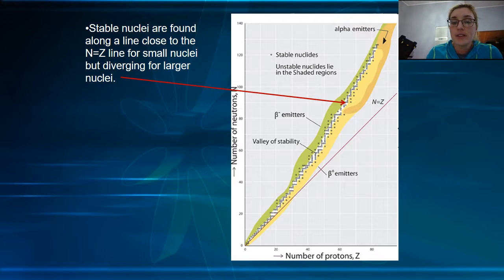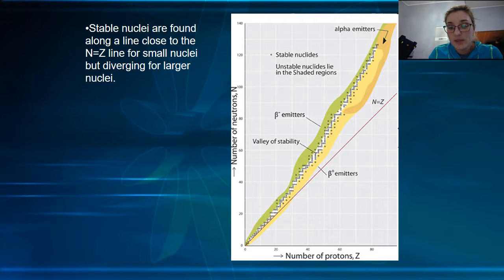Alright, so over here we have what is called an N versus Z graph, with N standing for the number of neutrons and Z being the number of protons, or the atomic number, of the particular atom that we're talking about. As you can see, as we go further to the right, our number of protons is getting really big. In the middle here, we've got N equals Z, so equal numbers of protons and neutrons.